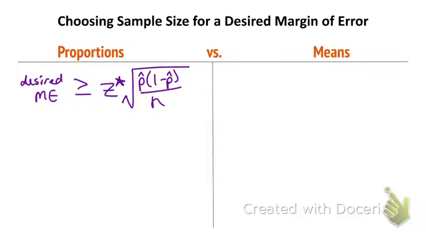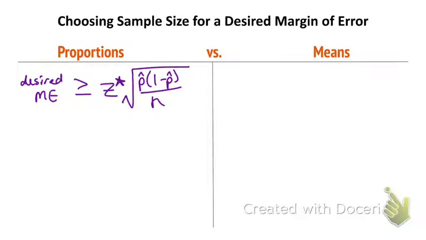Most of the time we didn't have p hat because we hadn't taken the sample yet. So what did we use for p hat? 0.5. If we didn't know what p hat was, we would use 0.5. Sometimes we would use a previous p hat from a previous study. And that was how we solved for the desired margin of error.